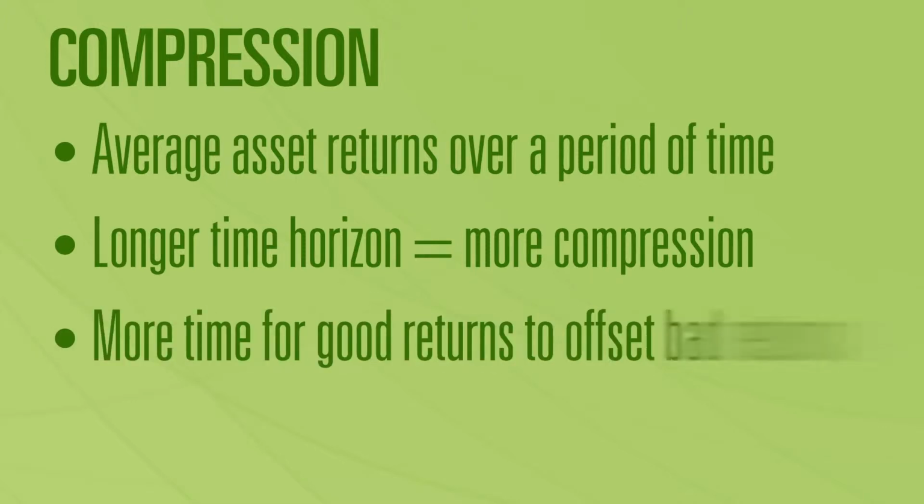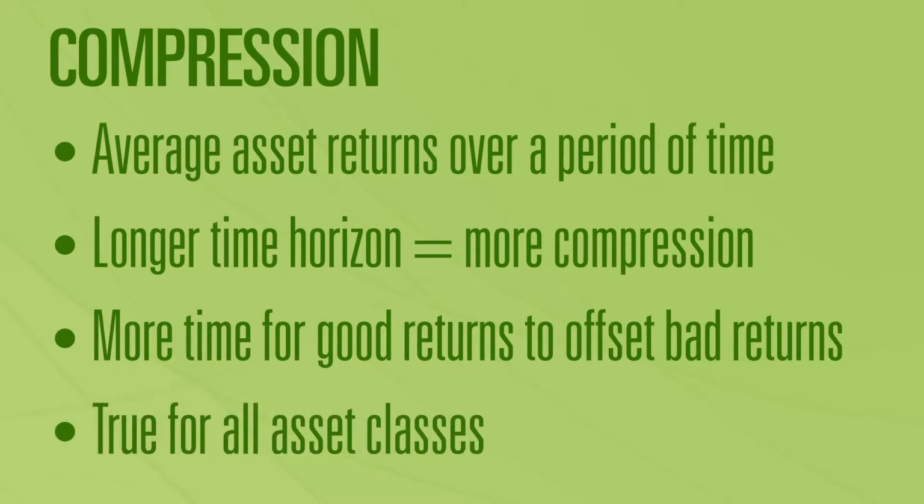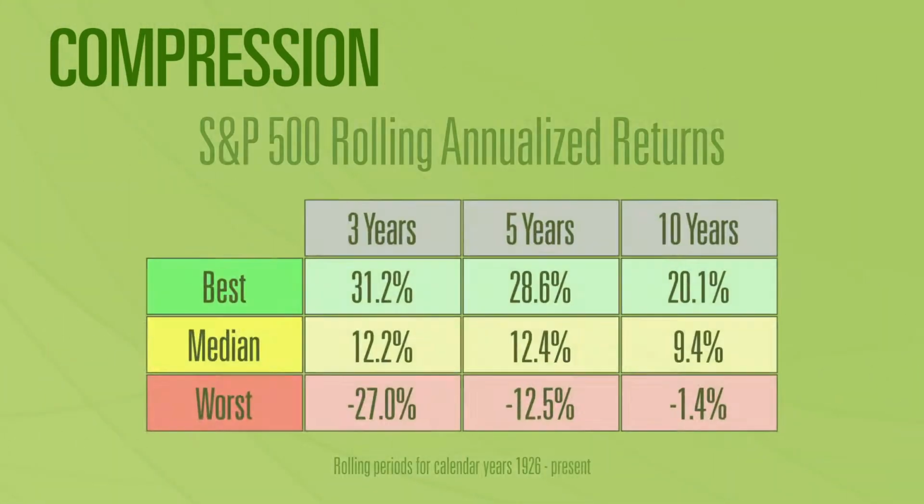This is because there is more time for worse than expected returns to be offset by better ones, and this is true across all asset classes. So let's start by looking at stocks.